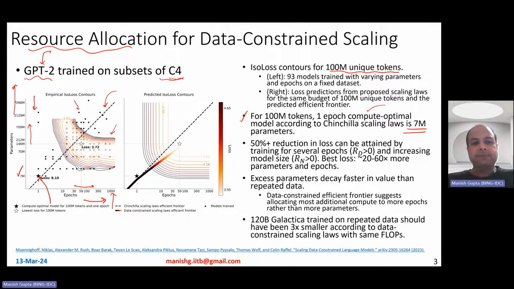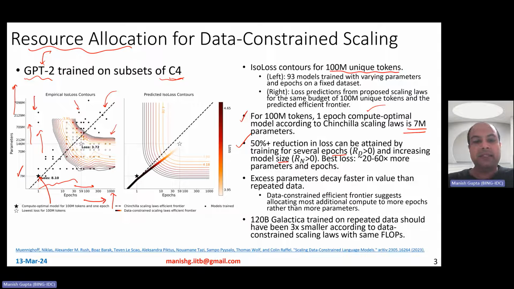Okay. But what you see from the actual practical loss values that are computed, the first thing to observe is that if you increase the compute, from one epoch to several epochs, several repetitions on the same data, you don't need fresh data always, right? Several repetitions on the same data, you observe that the loss drops significantly. In fact, there is a 50% plus reduction in loss that can be obtained by training for several epochs and also by increasing the model size. So if you increase the model size, the loss drops significantly. Okay, that's one observation.